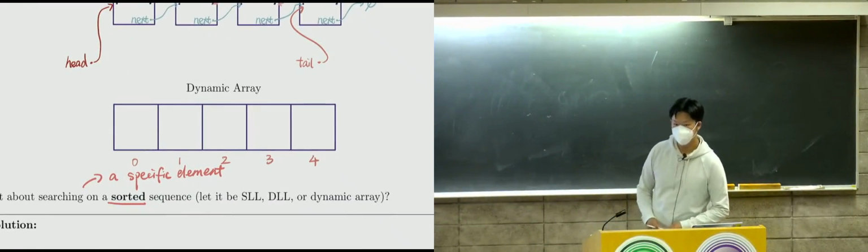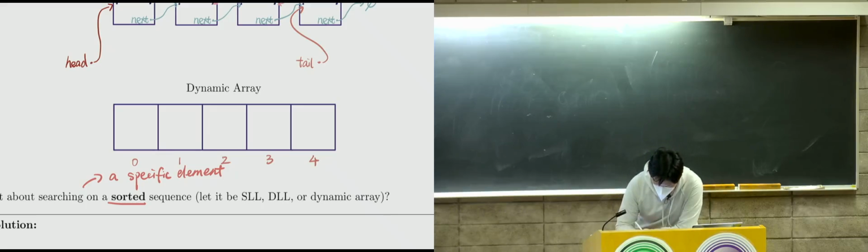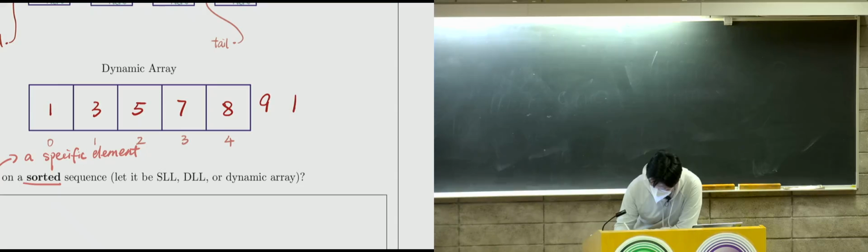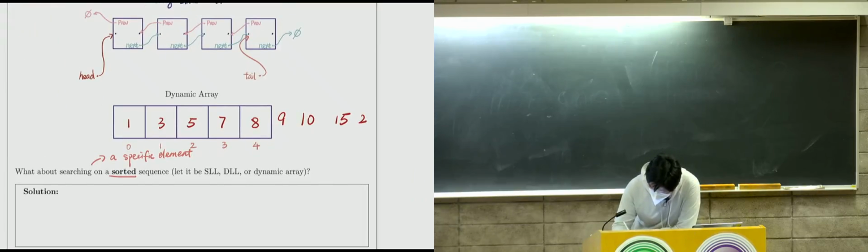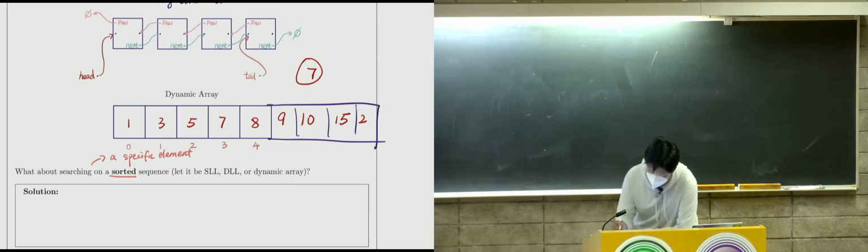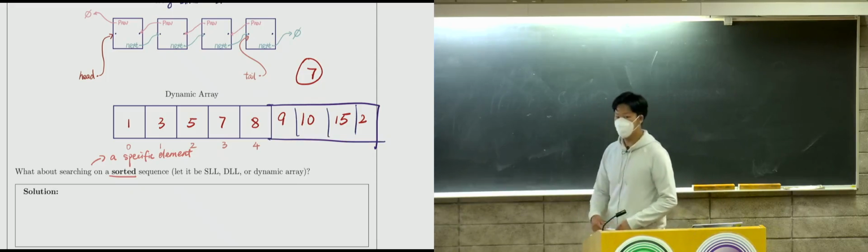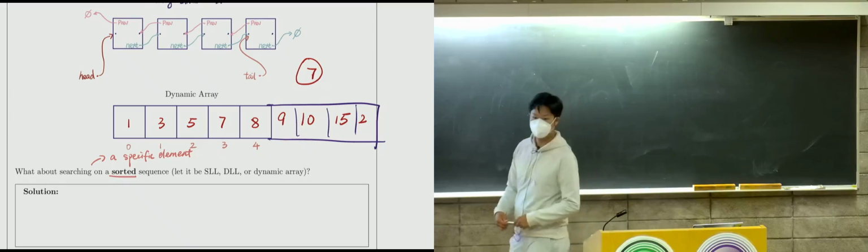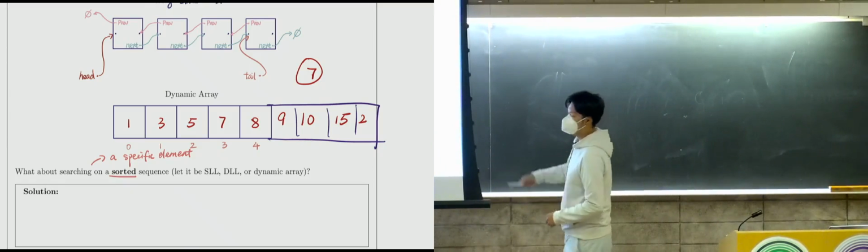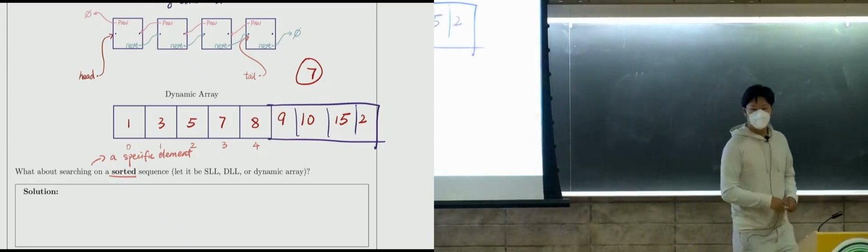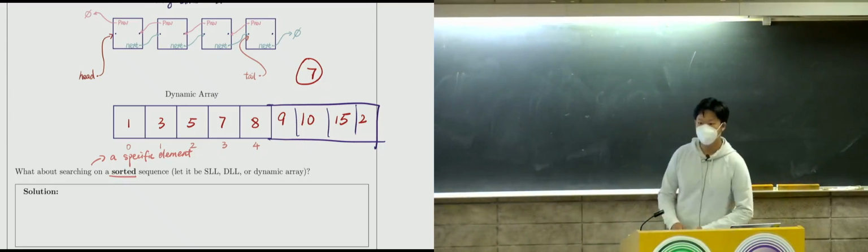What about dynamic array? Let's say I have 1, 3, 5, 7, 8. What if I want to find whether 7 is in this array? What is the time complexity to find the element 7? I don't know which index 7 is at. What is the time complexity of finding the 7? O(n)? How?